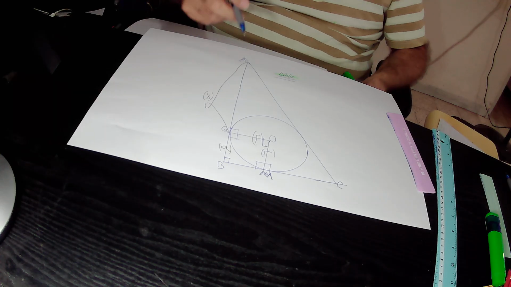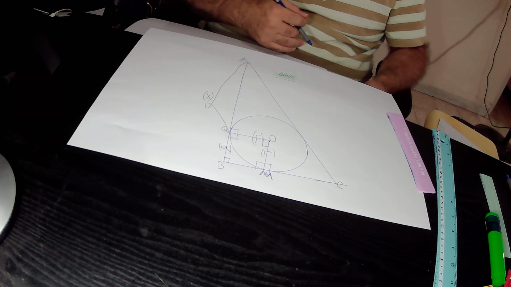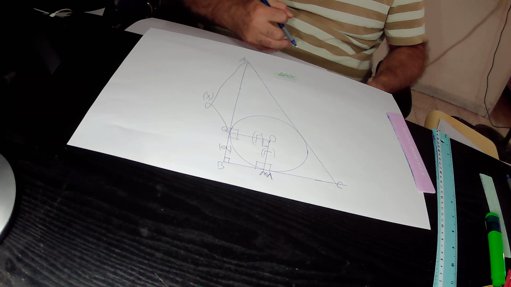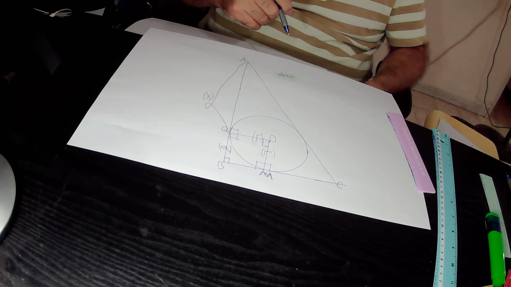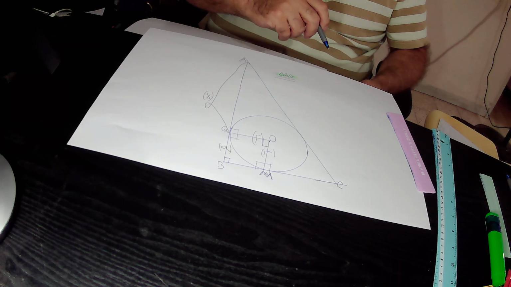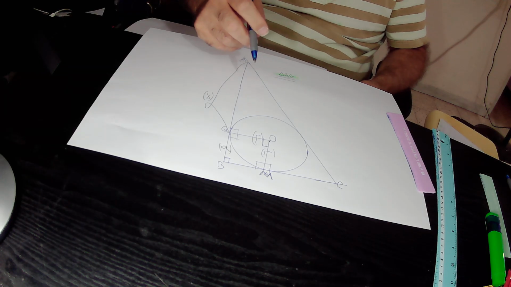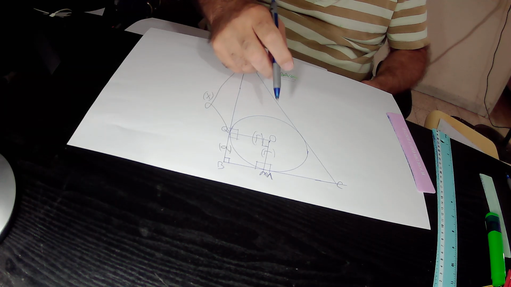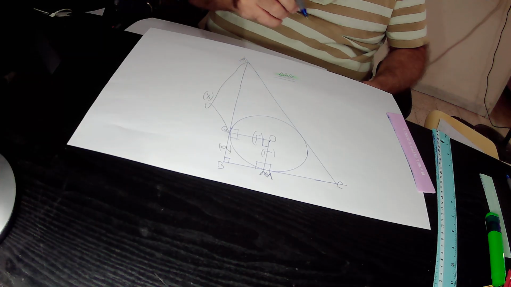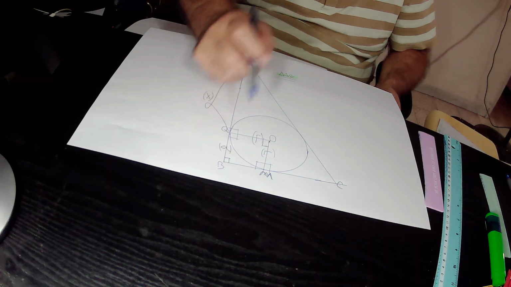So quadrilateral QOMB has four right angles, and therefore it is a rectangle. It is enough for us to look at quadrilateral QOMB as a rectangle. We don't need any more. So we write: quadrilateral QOMB is a rectangle.